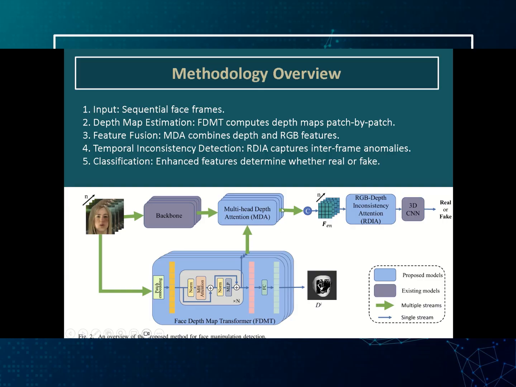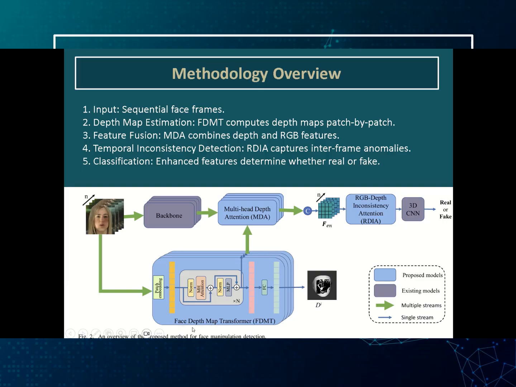After fusing these maps, they pass the enhanced map to the RGB depth inconsistency attention. Again, here they enhance the features and the temporal relation of the frames, and then they pass it to the 3D CNN to check whether it is a real image or a deepfake image. So this is the main overall overview, but we will see each module one by one from the next slide.